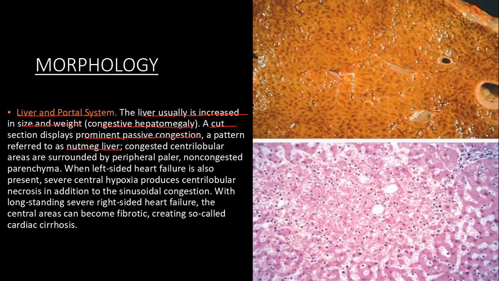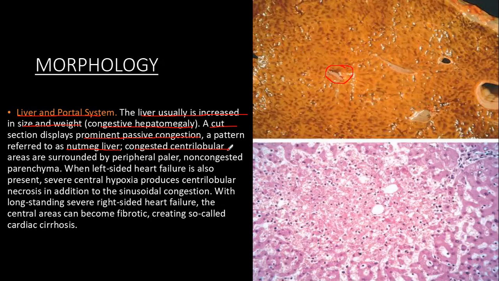Now, this is an autopsy specimen, and these are the central areas. This central area is usually depressed, and you can see it is depressed and red-brown. Why is it depressed? Due to centrilobular necrosis, hence cell loss. But the periphery, you can see the periphery is okay. It is non-congested.